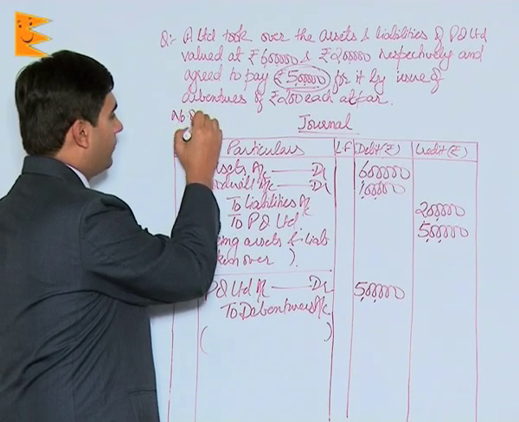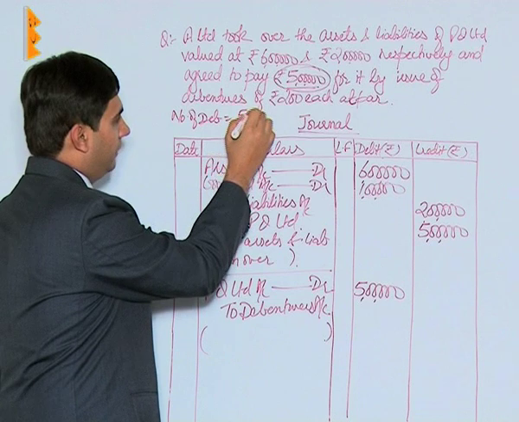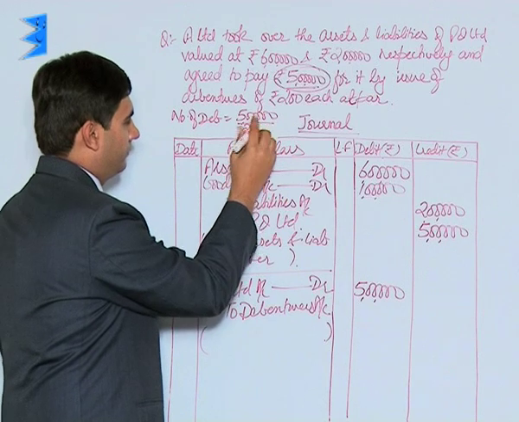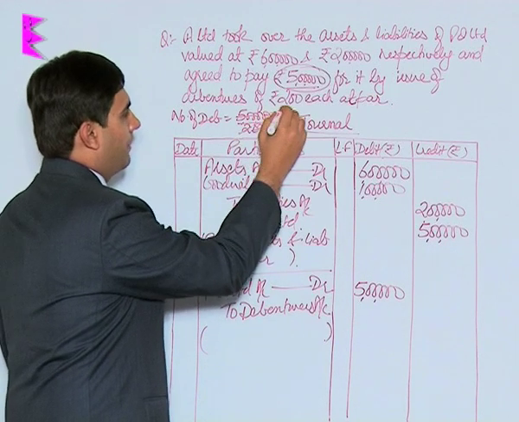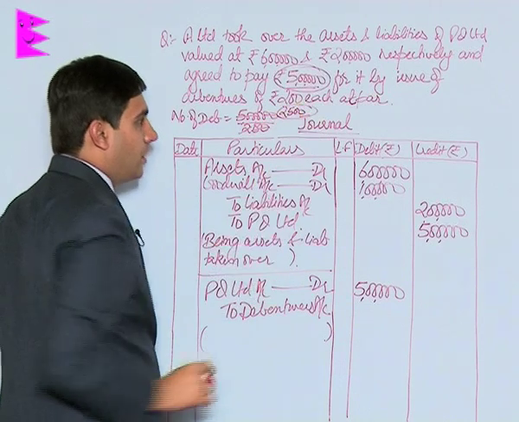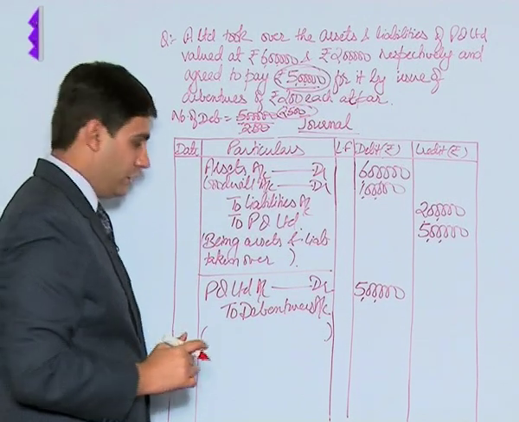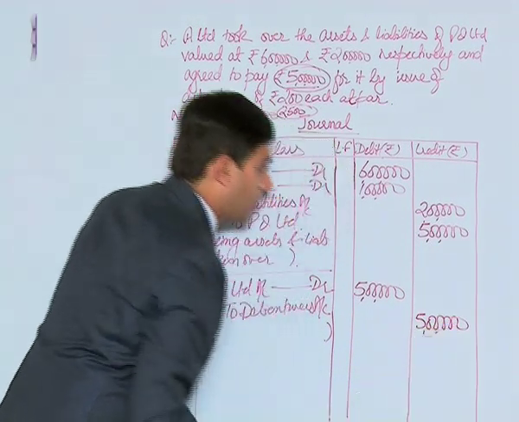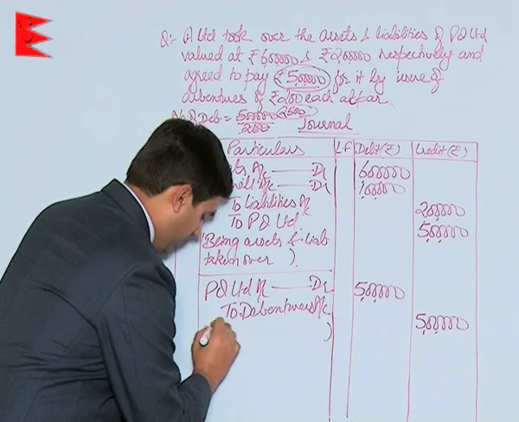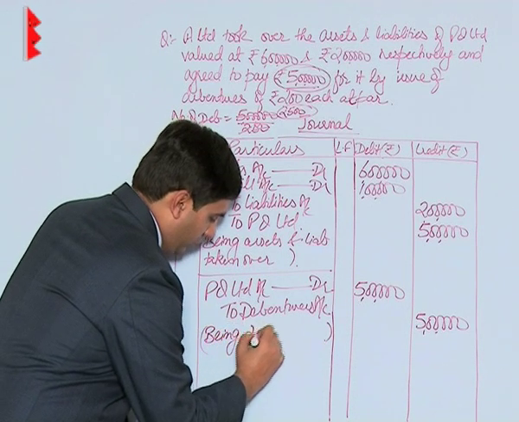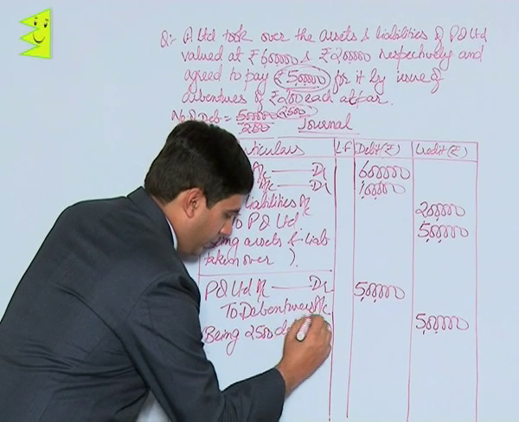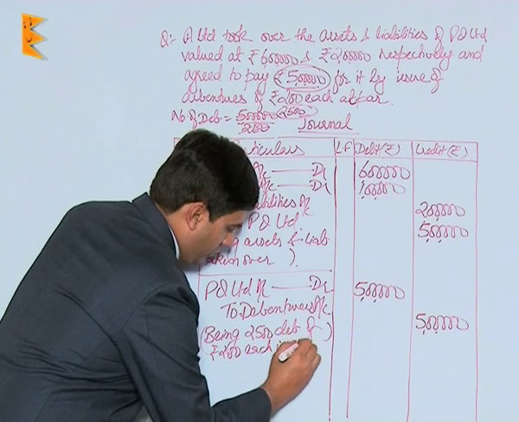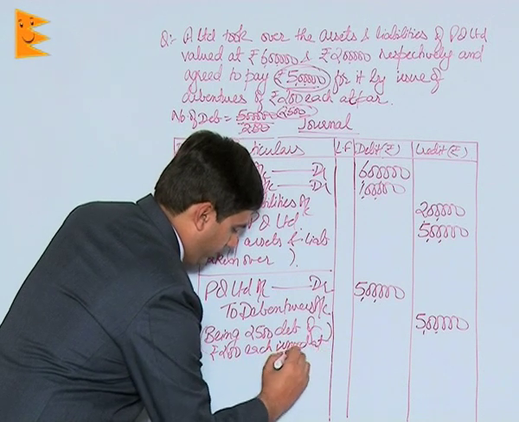So number of debentures would be equal to 5 lakh divided by 200. The amount is 2500. That means 2500 debentures have been issued. So debentures will have an amount of 5 lakh, that is 2500 into 200, and in narration we will write being 2500 debentures of rupees 200 each issued at par.